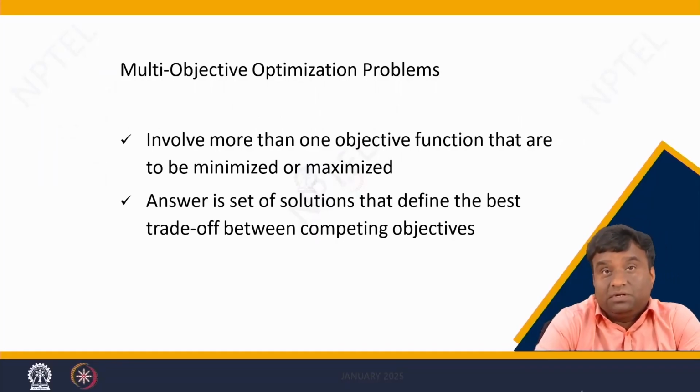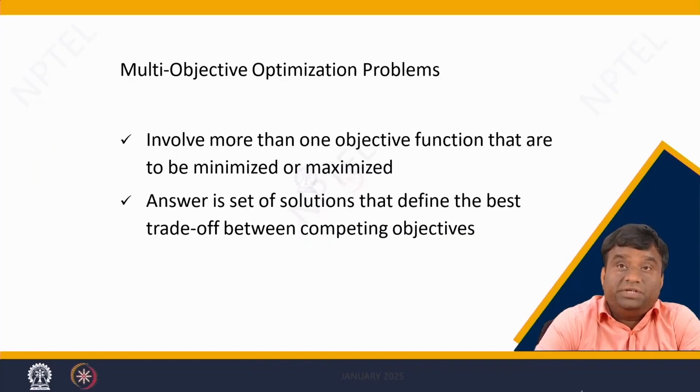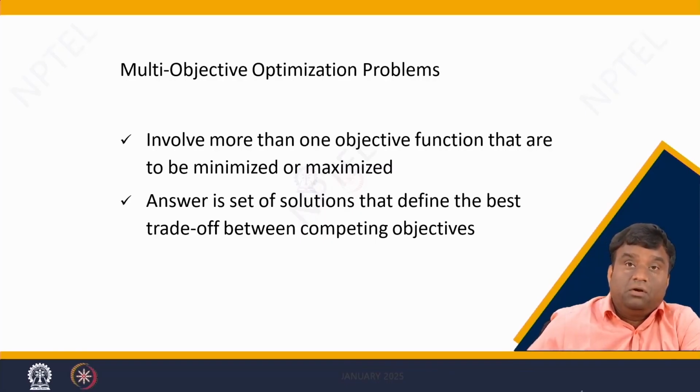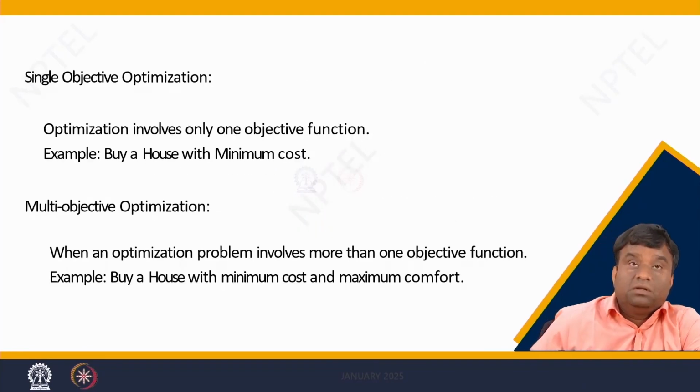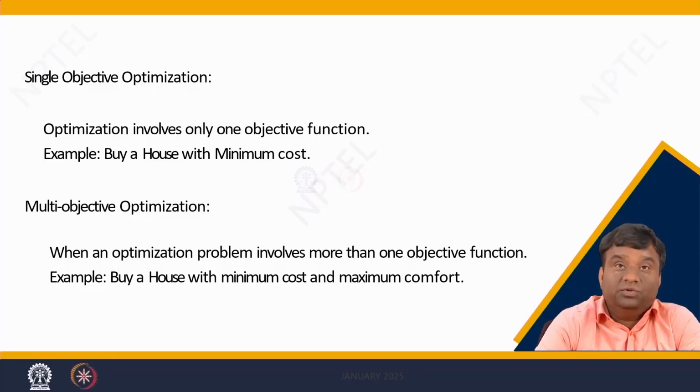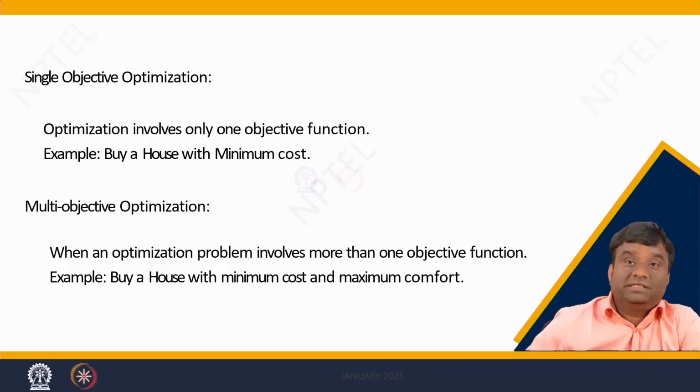Multi-objective optimization problems involve more than one objective function that are to be minimized or maximized. The answer is a set of solutions that define the best trade-off between competing objectives. So single objective optimization involves one objective function. That is, you can say, buy a house with a minimum cost. In multi-objective optimization, the problem involves more than one objective function. An example is: buy a house with minimum cost but maximum comfort.